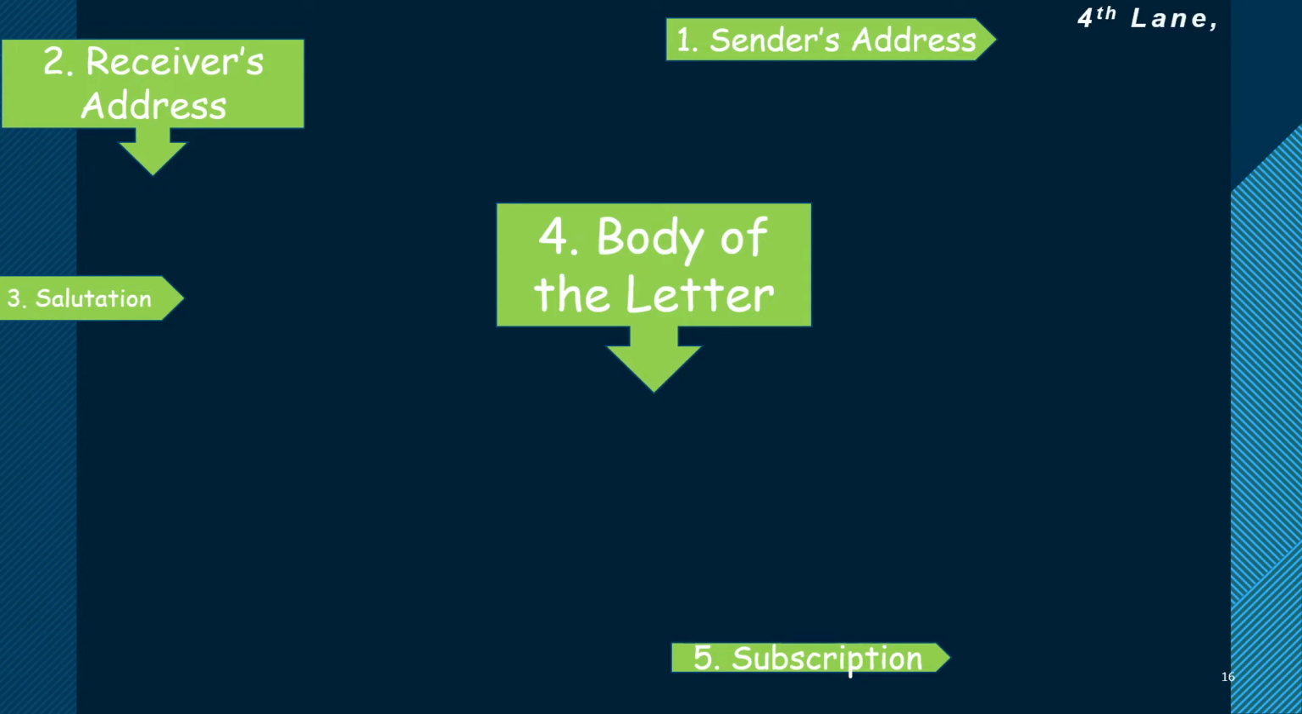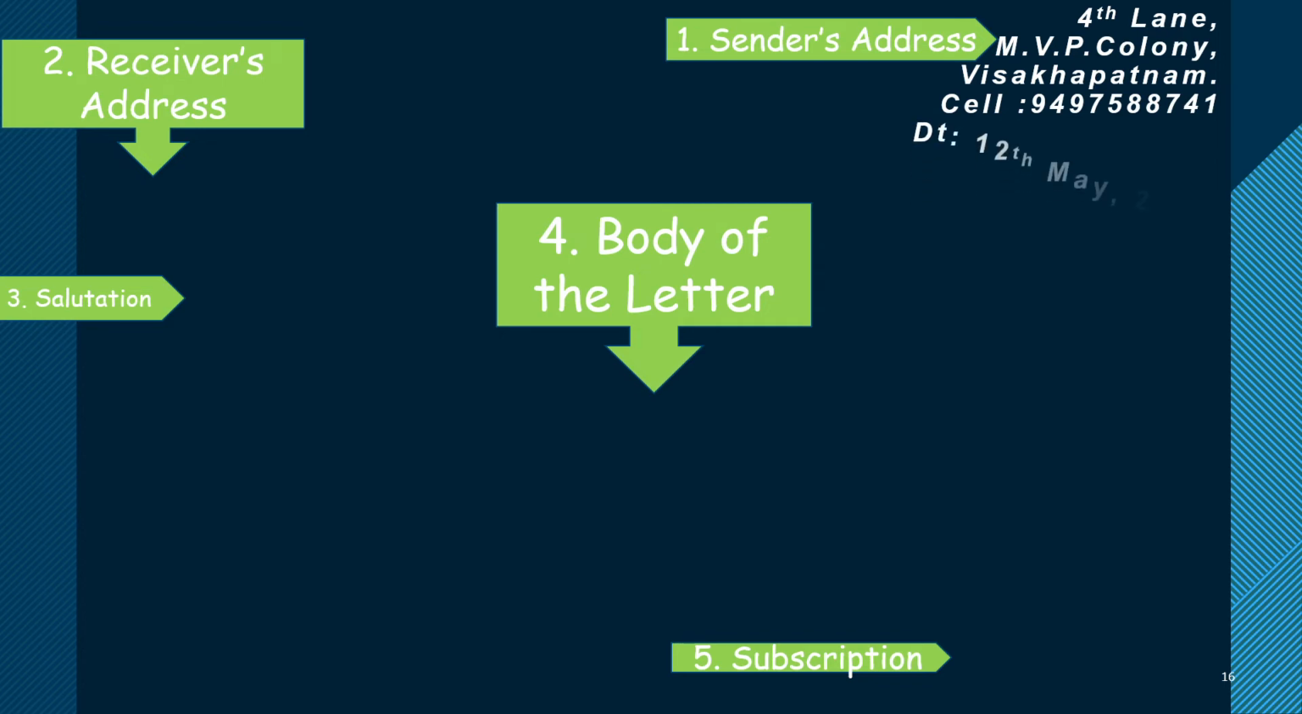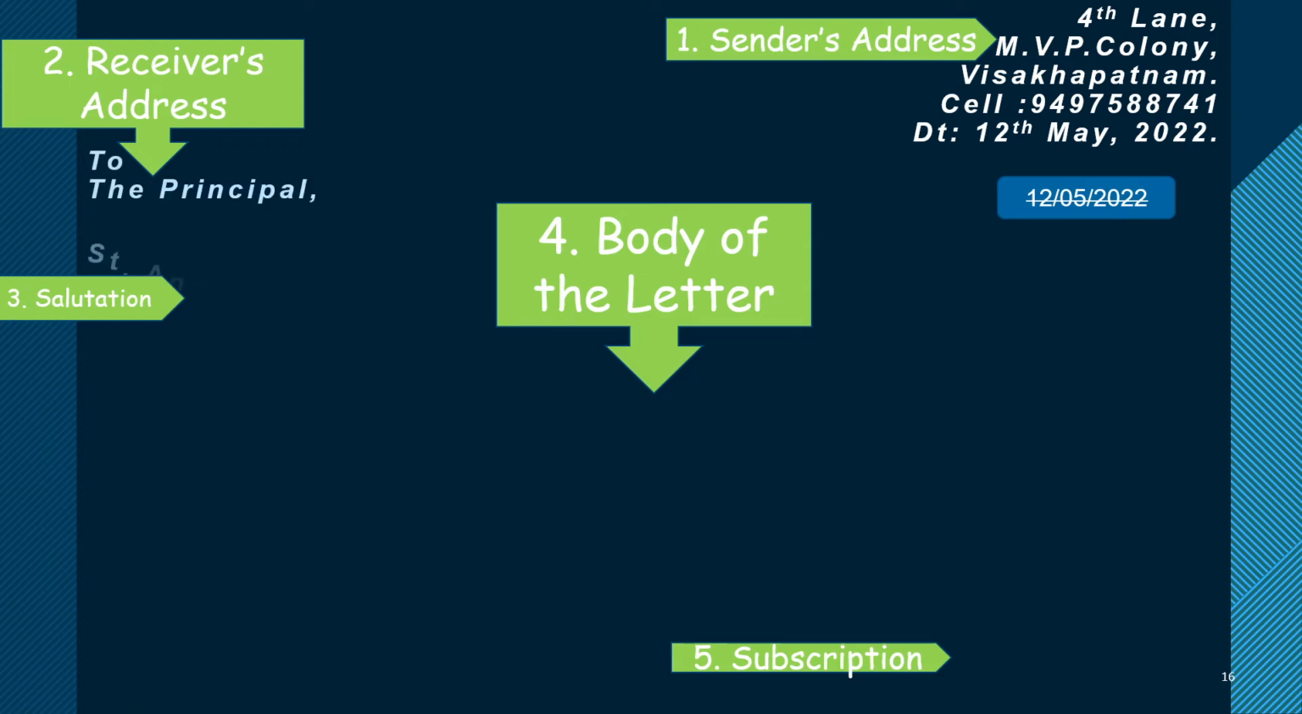Now I'm going to write a letter. 4th Lane, MVP Colony, Visakhapatnam, followed by a phone number. If you feel like it, you can give your phone number also, followed by the date. Here see the date, 12th May 2022. We have to write in this format. But don't write like this, 12/5 and 2022. This is not acceptable.